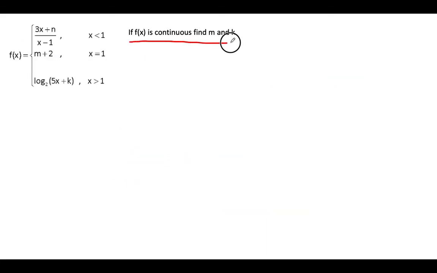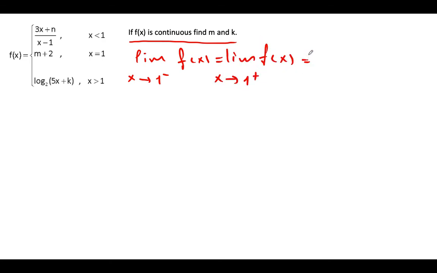So what about this question? To solve this question like the first two questions, I will use the same logic. If f(x) is continuous, it says that the limit as x approaches 1 minus of f(x) must be equal to the limit as x approaches 1 plus of f(x), and this is equal to f(1). So how can I solve the question?